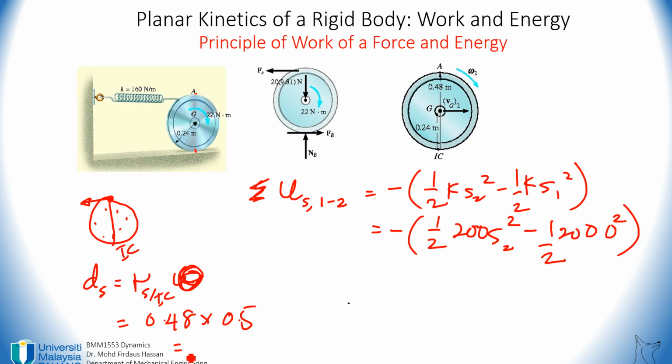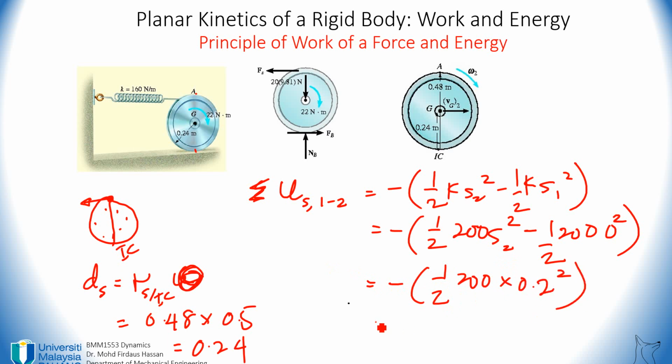The displacement of the spring is around 0.24 or 0.2. In the textbook, it is written as 0.2. It doesn't matter; whatever value you found, if you calculated it, you can use it. So the answer here is minus 1 divided by 2, 200, and S2 here is 0.24. Or we take it as 0.2 to be similar to the textbook.